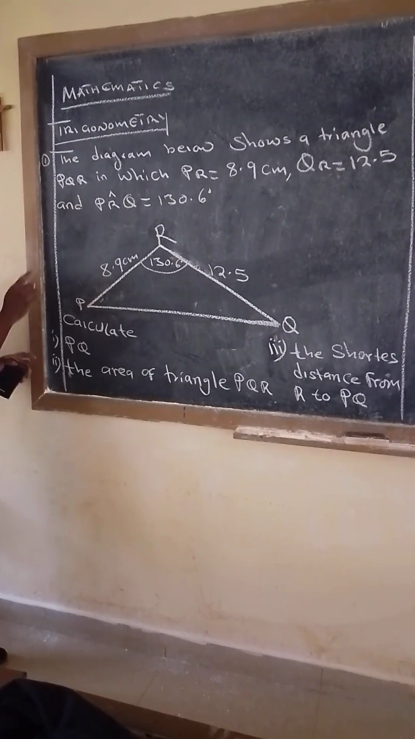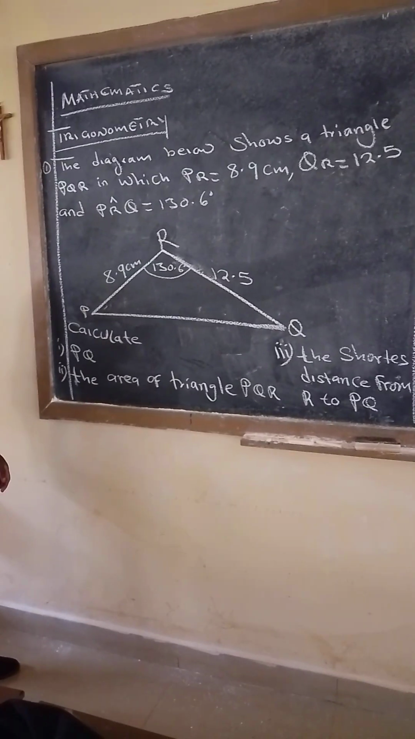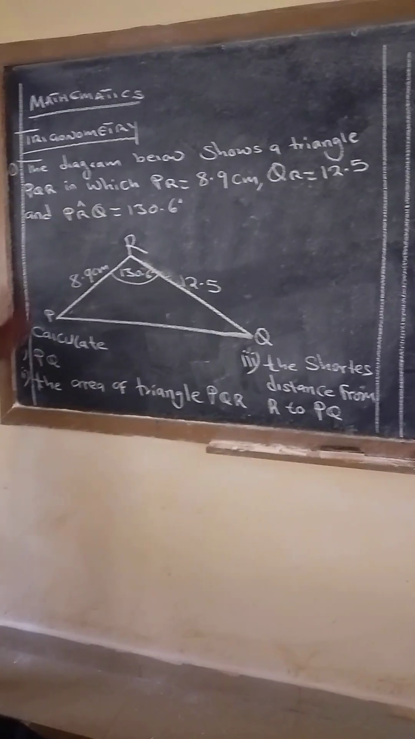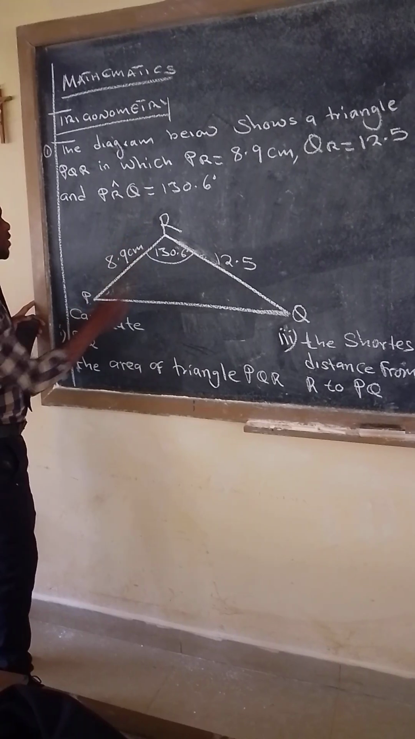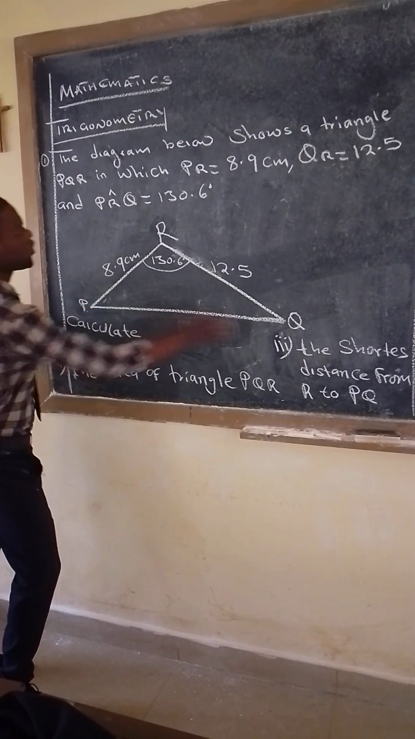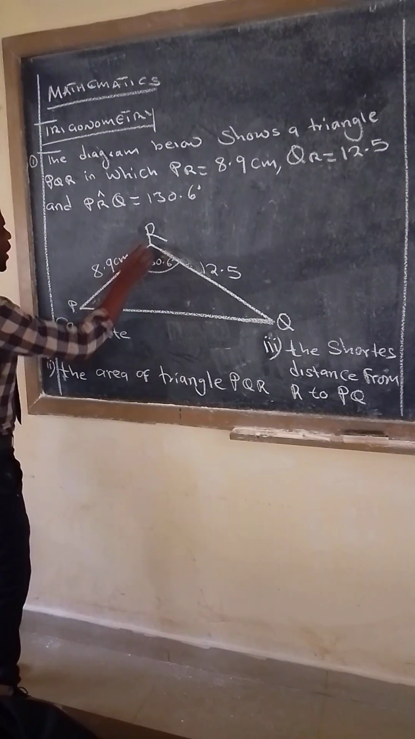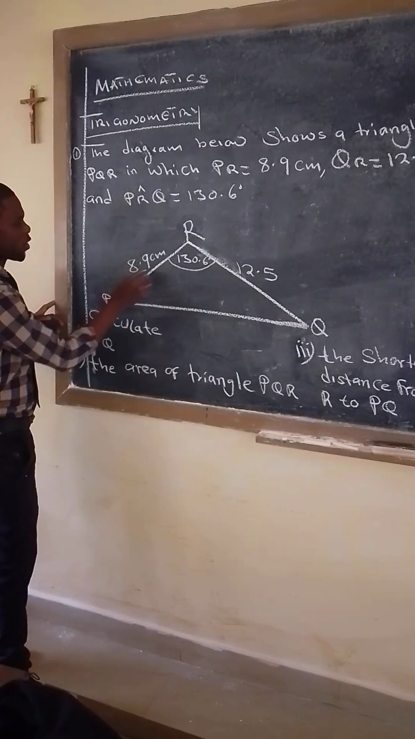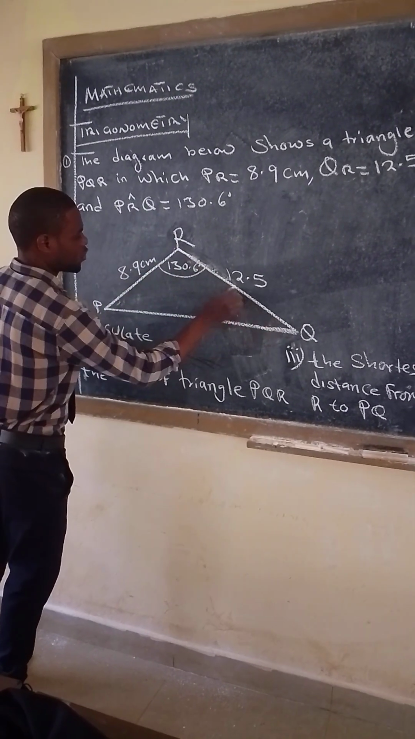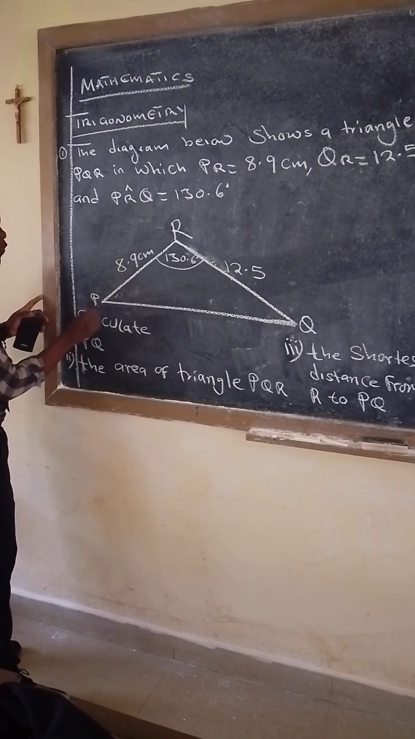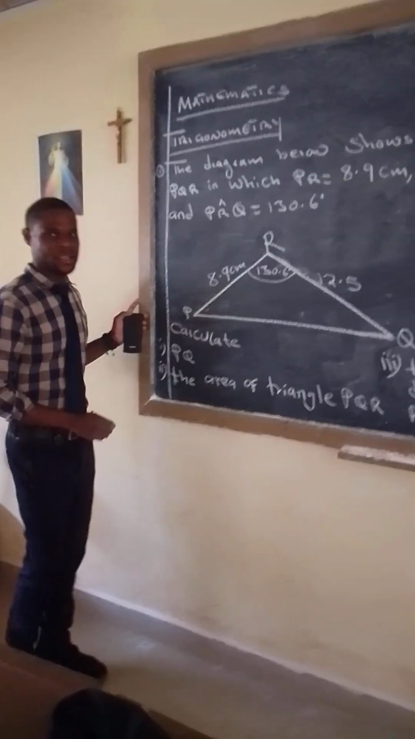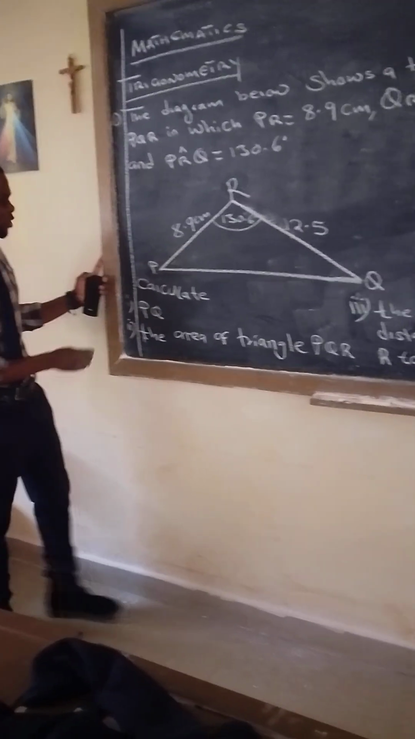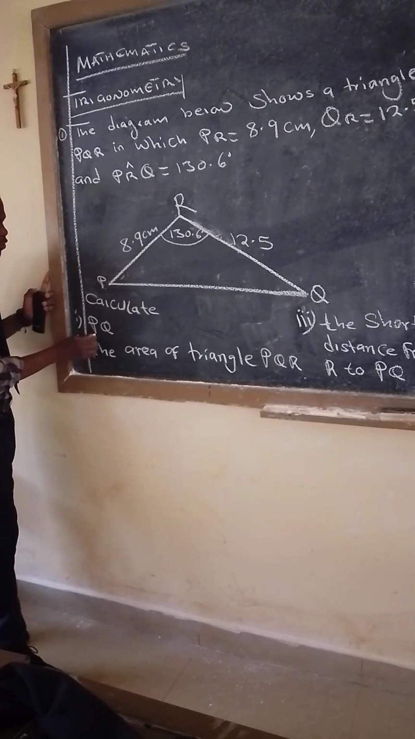So the question is under trigonometry, 2024 GCE. The diagram below shows a triangle PQR in which the length of PQ or PR is equal to 8.9, then RQ is 12.5, and the angle PRQ is 130.6 degrees. The first question is: calculate the length of PQ.